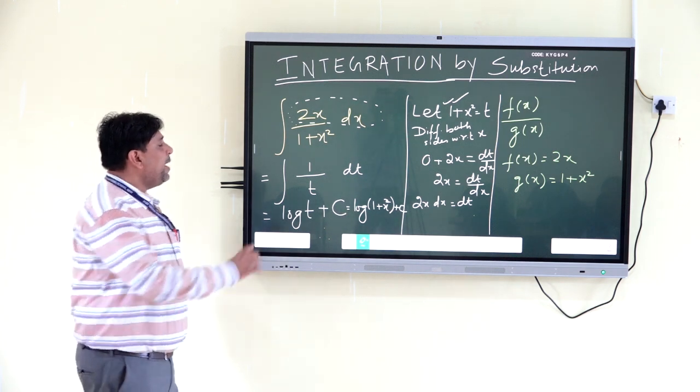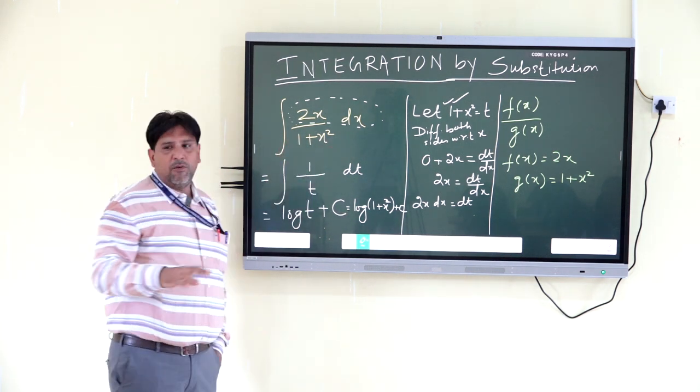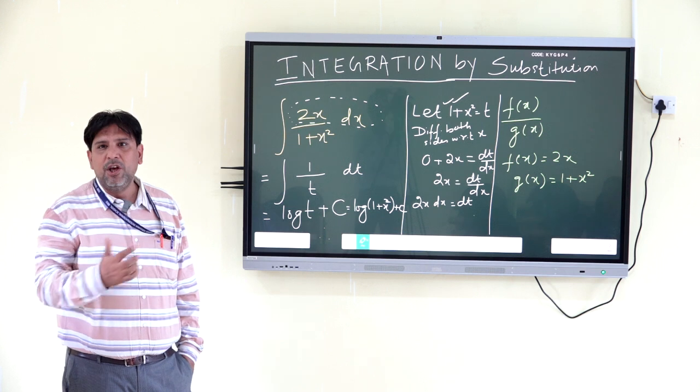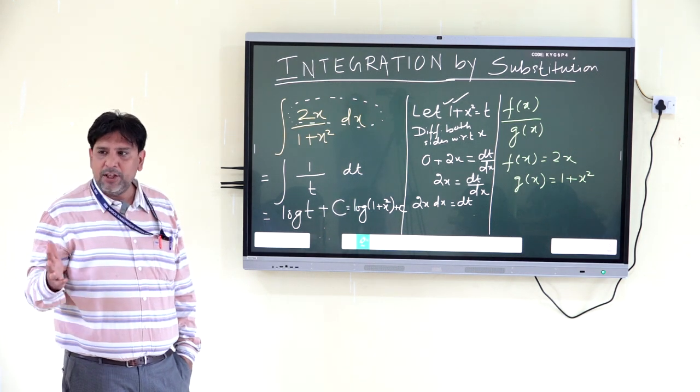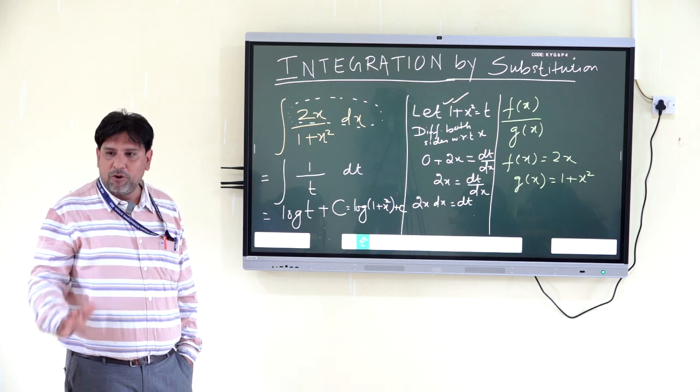So you saw, by taking 1 plus x square equal to t, by substituting, we were able to solve this question. All of you will write this question later on. Let us see a few more questions on this.